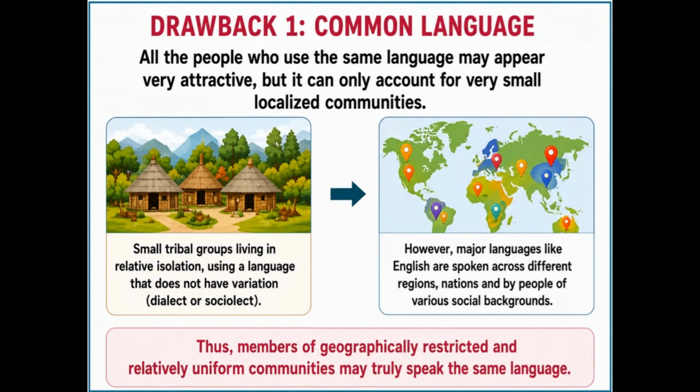These communities usually live in one geographical area, use the same language, have very little variation in speech and are relatively uniform socially and linguistically. Uniform socially means having the same social class, the same dressing style or the same customs and traditions. All these are uniform, even linguistically as well. No variations in languages or dialects, etc. You can say it's a homogeneous group. The members of such a group may truly speak the same language.